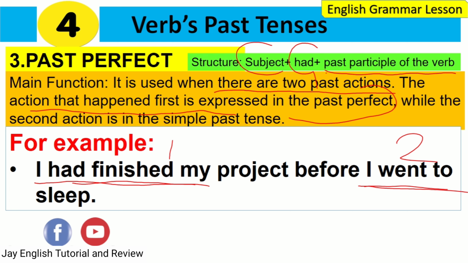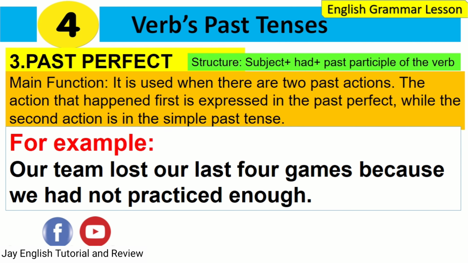And it says here, the second action is in the simple past tense. That is why we say, I went to sleep. Okay? Went is the simple past tense of the verb go. I went to sleep. While our first action is using the structure of the past perfect. Subject I plus the auxiliary verb had plus the past participle finished. Okay? It means that is our first action. Another example here. Our team lost our last 4 games because we had not practiced enough.